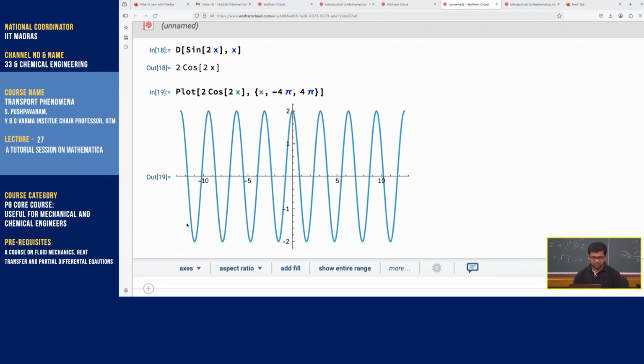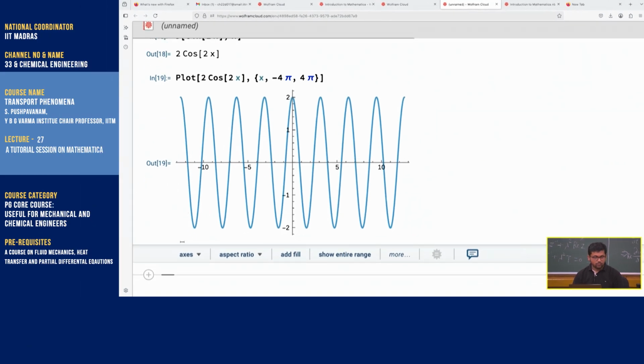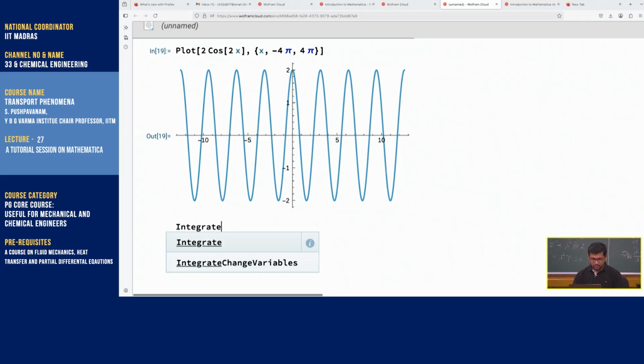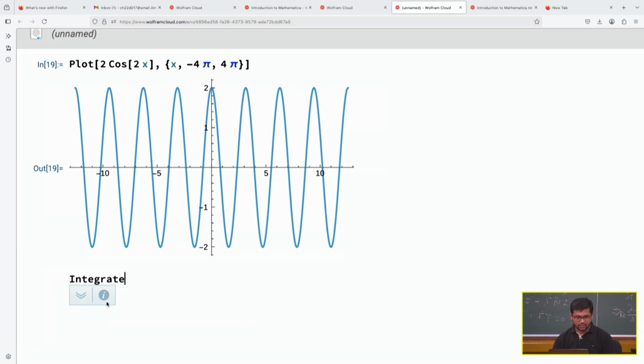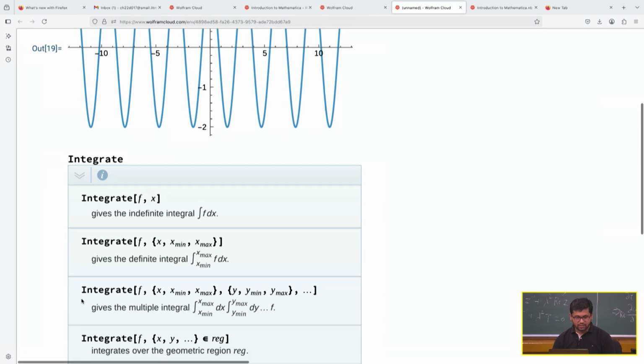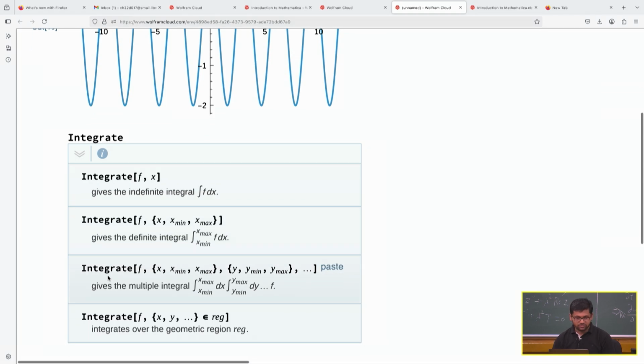I hope you are following till this point. Now, let us understand how we can do integration. Suppose for integration the command is Integrate. If you come to Integrate, it is showing us here Integrate. I clicked on that, and then here it is showing a down arrow, I clicked on that. So, you can see here we have many options for Integrate.